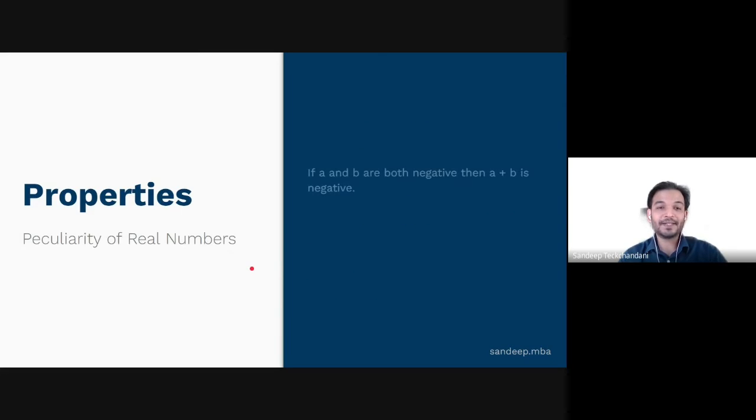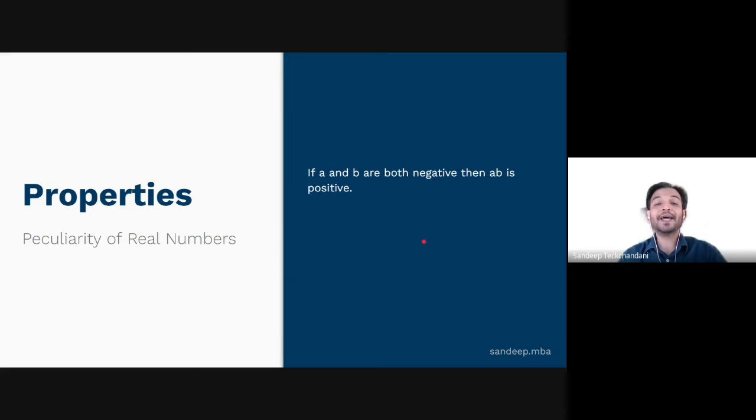Some more properties. If A and B are both negative, then A plus B is negative. For example, if I take the value of A is equal to minus 3 and the value of B is equal to minus 5, then A plus B is equal to minus 3 plus minus 5. We know that plus and minus gives us minus. Therefore, this will become minus 3 minus 5, and the answer will be equal to minus 8.